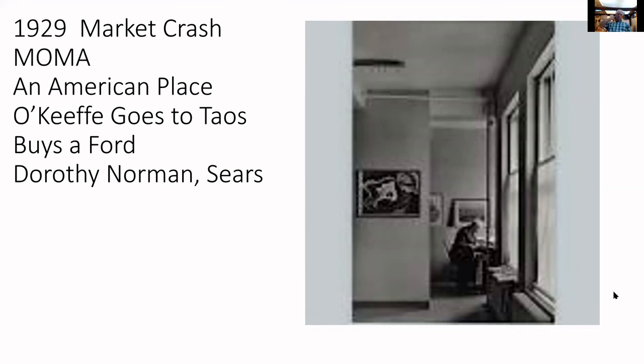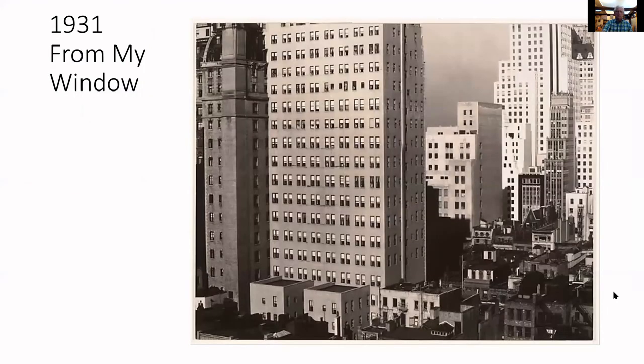And George O'Keeffe goes off to Taos for the summer, buys a Ford, doesn't tell him because she knows that he likes to control everything and she doesn't want to be controlled. So she has her own car and she can do what she wants. And then Dorothy Norman, who's an heiress to the Sears fortune, gets involved with the gallery and is there while George O'Keeffe's gone. And she's married, has a child, has a wealthy husband, but they start falling in love with each other while George O'Keeffe's gone. So this is an irritant that goes on for a long time.